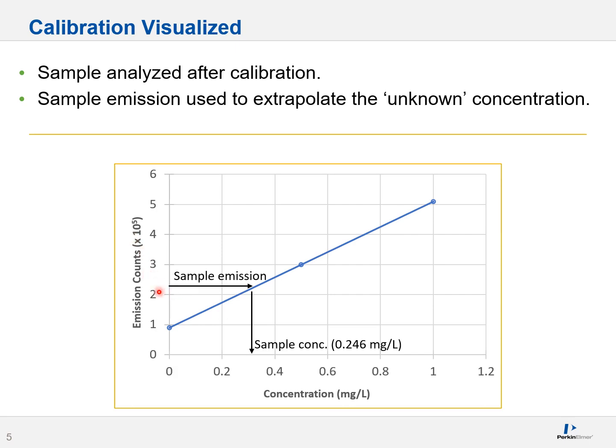Well, I don't know right off the bat what 2.5 means in concentration, but hey, look at that. I built a calibration curve. I can simply extrapolate out and see at what point does my sample emission intersect with my line. Drop down as follows, and you'll see that you can correlate this to the x-axis, the sample concentration, which in this case is about 0.246 milligrams per liter.